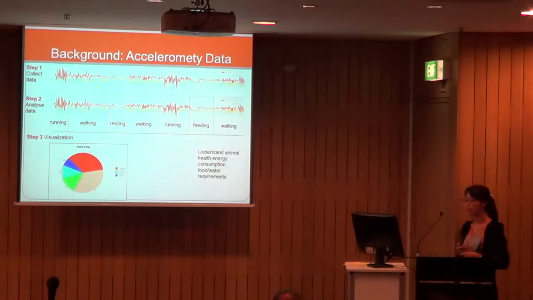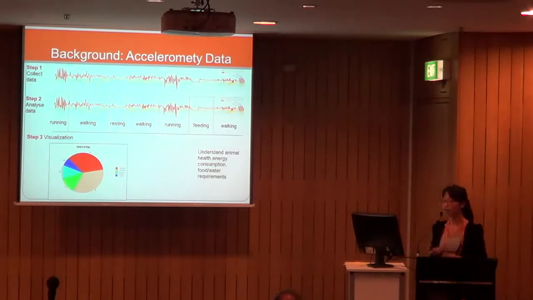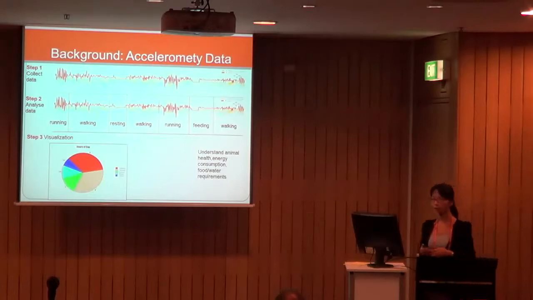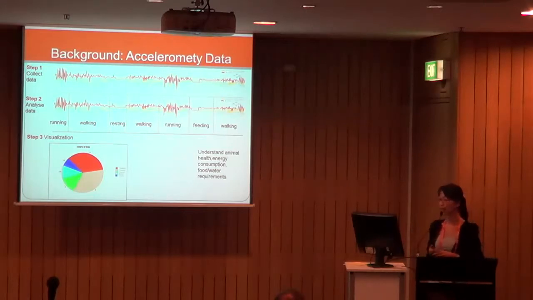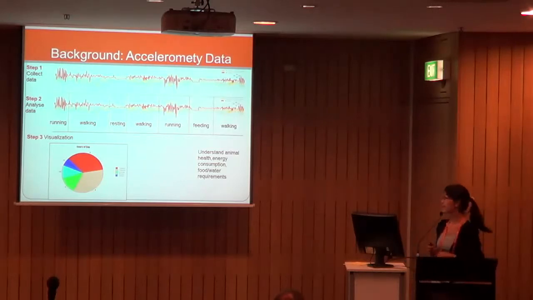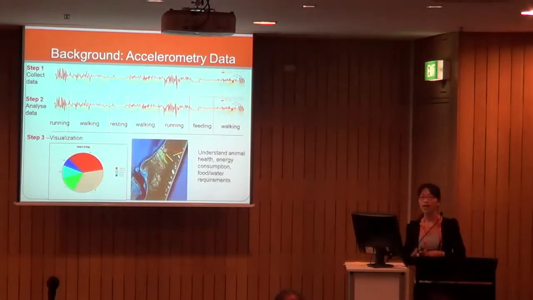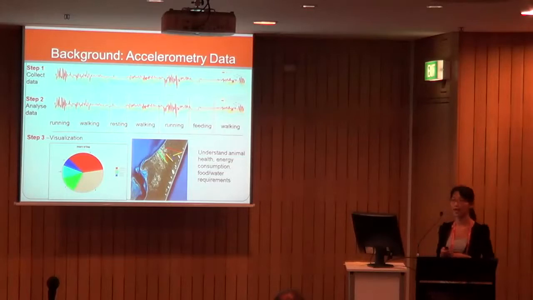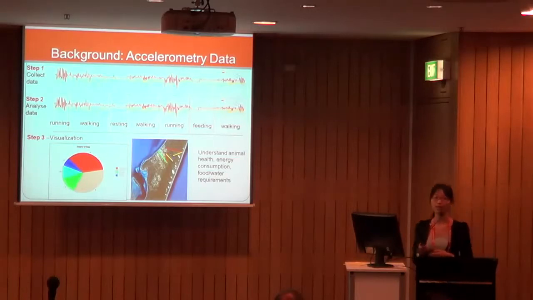Step 3 is they try to visualize the data to understand what the animal is doing. For example, how long does the animal spend walking during the whole daytime? The question is, why do we want to do that? Well, if we want to understand the animal's health, energy consumption, or food or water requirements, then this is useful information. Something we haven't done, but the ecologists are really interested in, is to combine the animal movement data streams with the animal tracking data stream, to not only understand what they are doing, but also understand where they are.